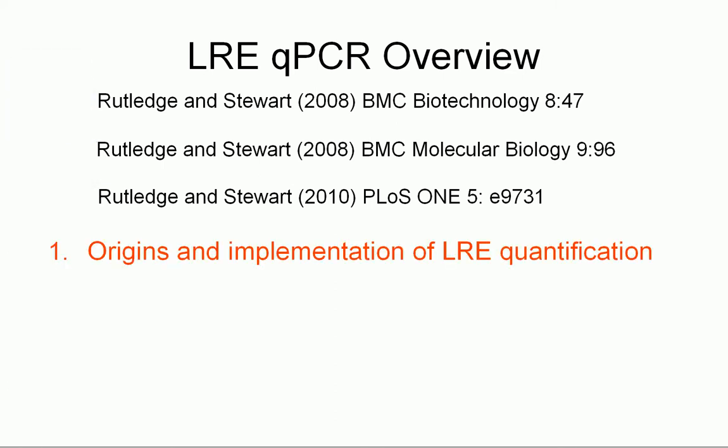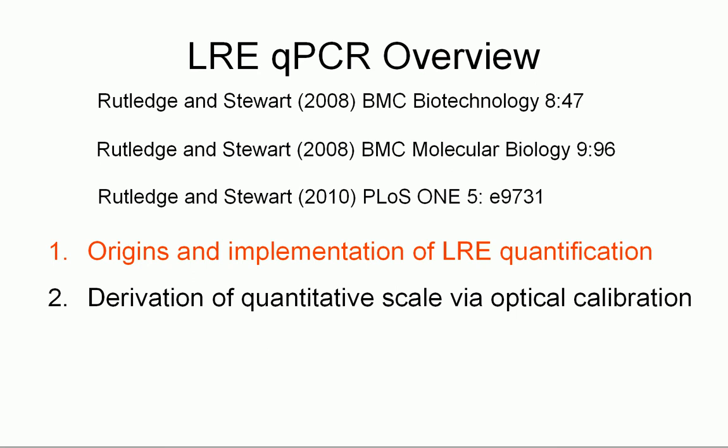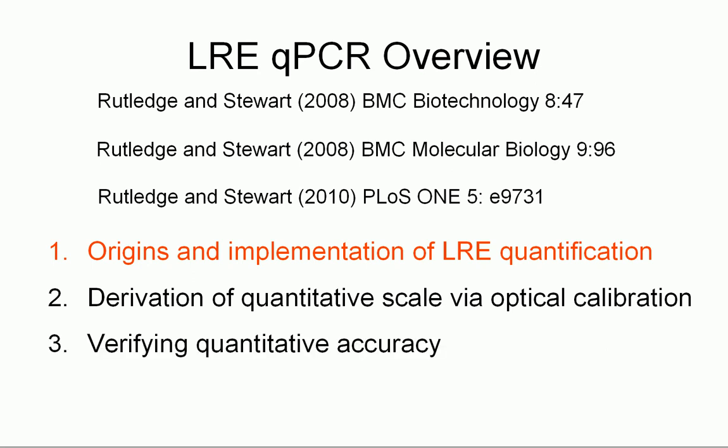The series will start with describing the origins of LRE, along with how target quantity is determined. This will be followed by a description of how quantitative scale can be established using lambda genomic DNA as a universal quantitative standard. In the final presentation, I will describe methods that can be used to verify quantitative accuracy.